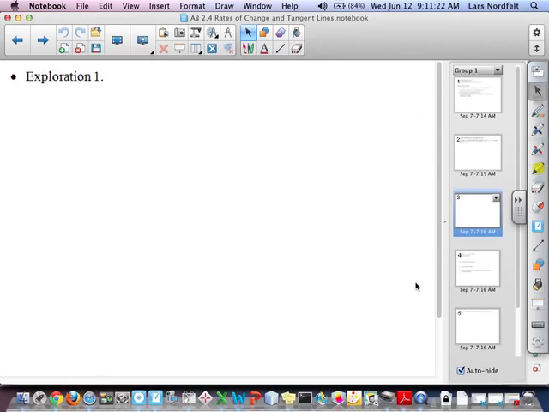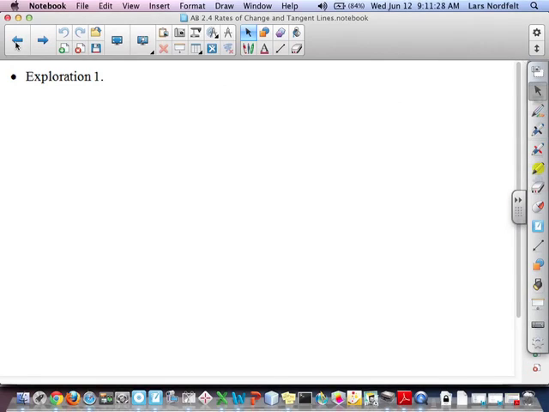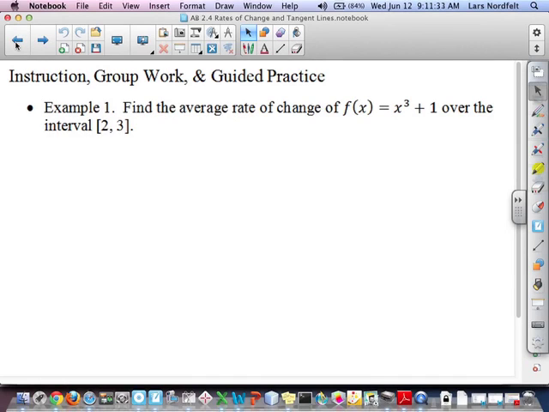So, this says to find the average rate of change of this function over the interval from 2 to 3. Does anyone know what the graph of this looks like without using their calculators? Yeah, it's the S curve thing, right? It's going to look a lot like y equals x cubed, except it's going to be shifted up 1. Let's sketch this.